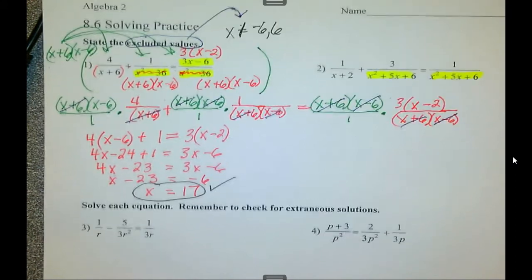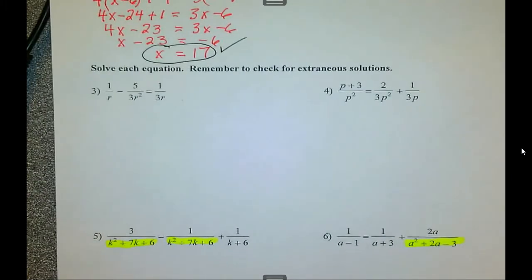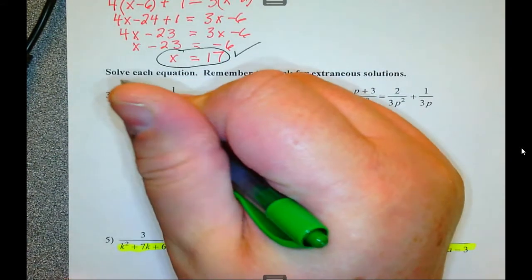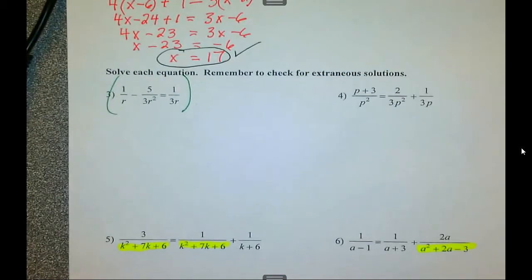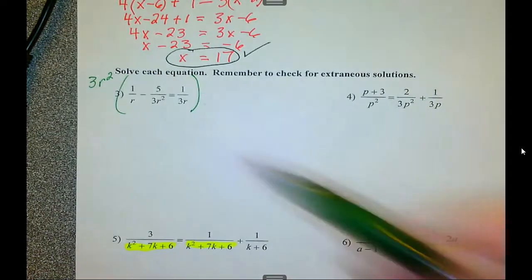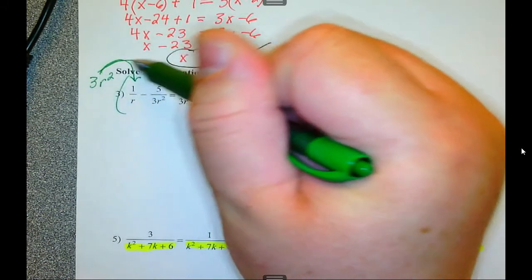Number 3. Any questions? Number 3. What's my least, or, you really don't need a least, you just need a common multiple. Three R squared. So why don't you?